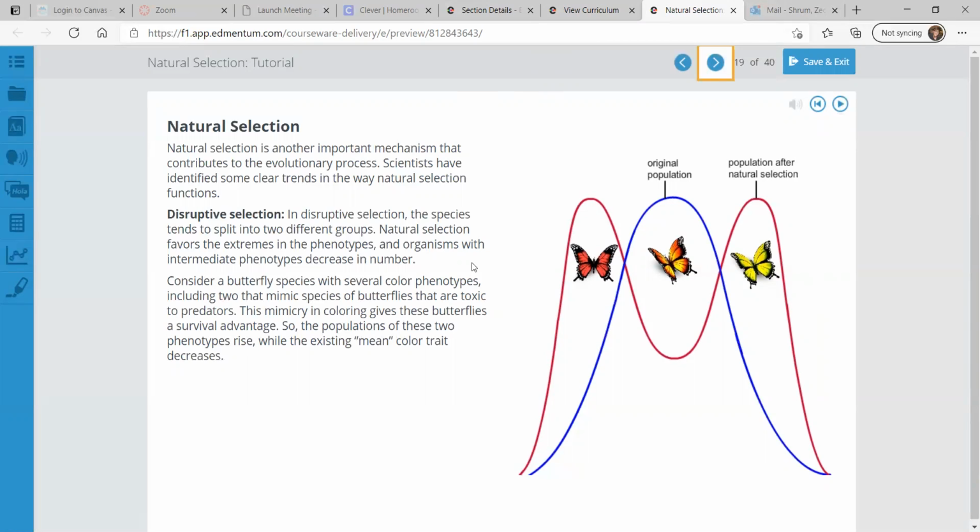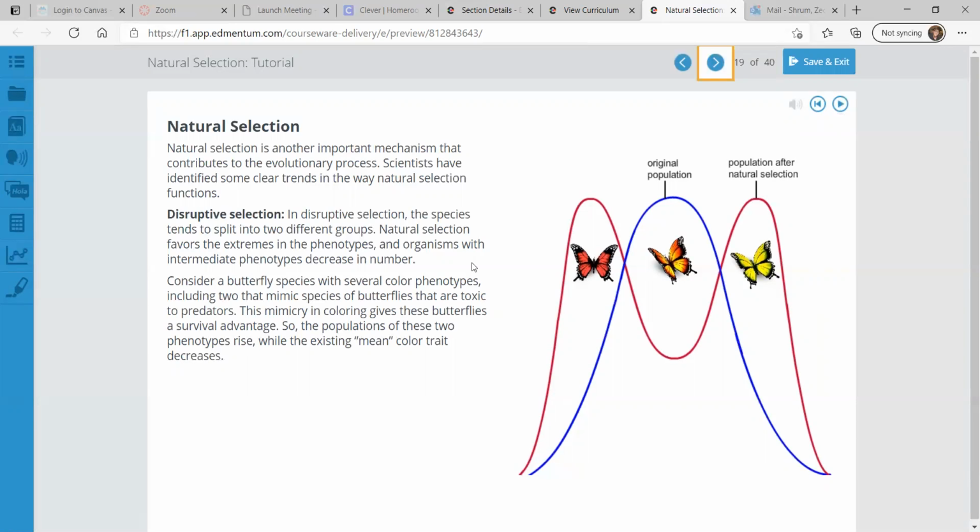Scientists have identified some clear trends in the way natural selection functions. Disruptive selection. In disruptive selection, the species tends to split into two different groups. Natural selection favors the extremes in the phenotypes, and organisms with intermediate phenotypes decrease in number.